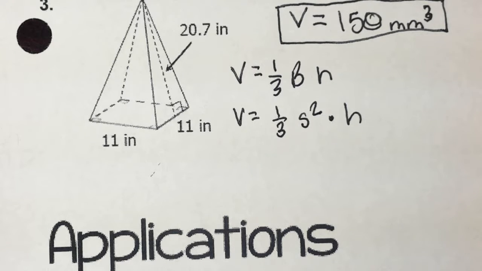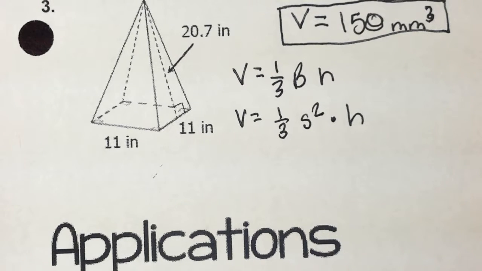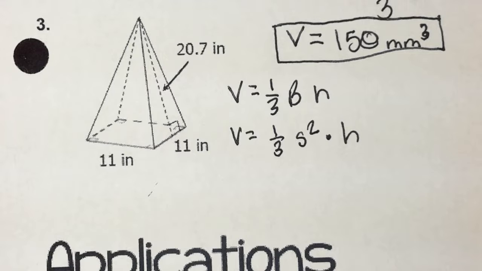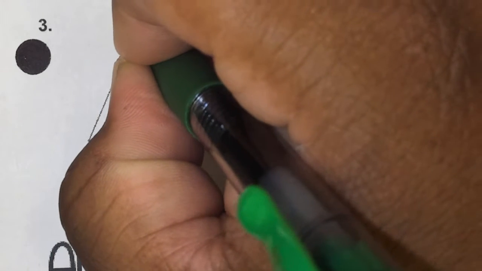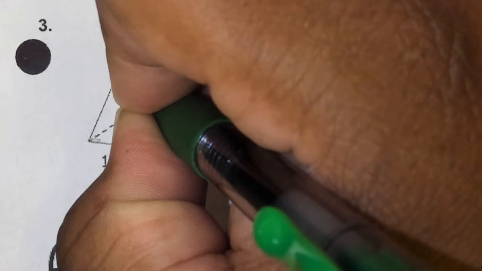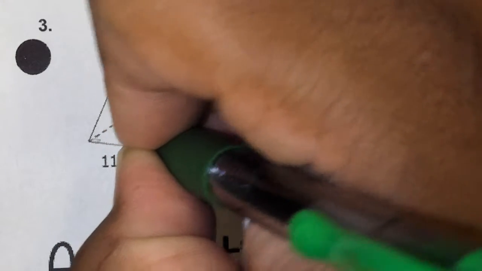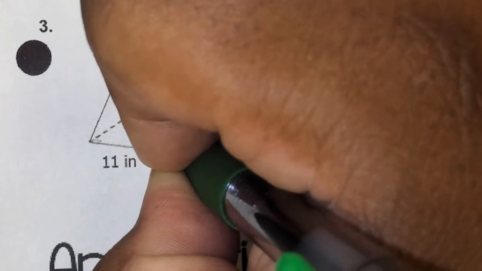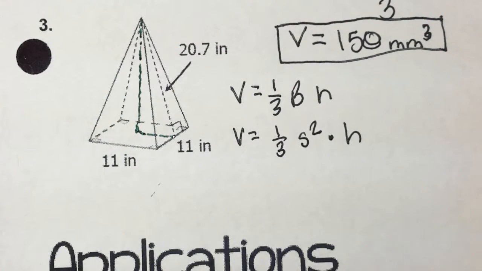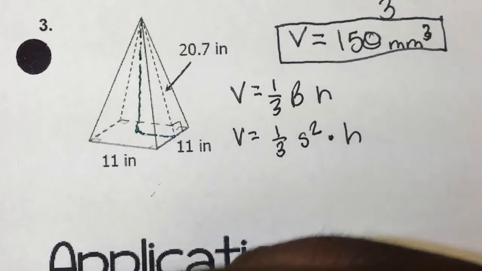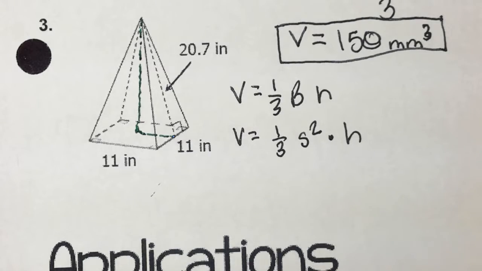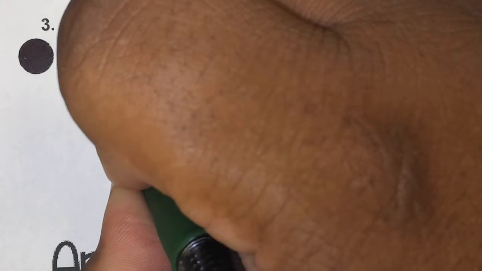What's our issue? Yeah, we don't have the height of the pyramid. You can't use slant height for volume. You need to have altitude. This is a square, so if I drop altitude down the middle, it's gonna go right in the middle of that square. So that distance from the middle to one of the sides, what would it be? 5.5. Thank you. You need that number.